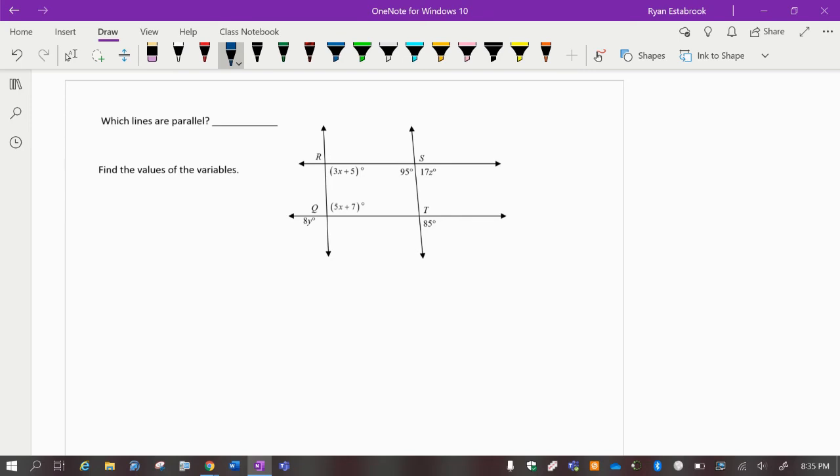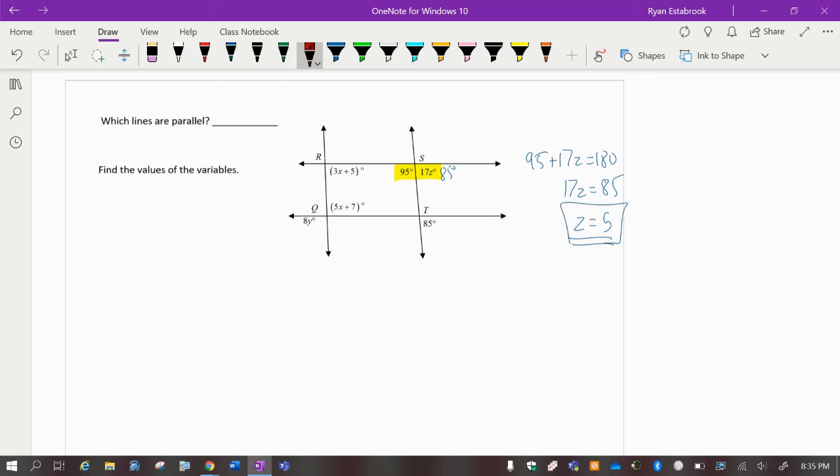So, the question: which lines are parallel to each other? Well, I know 95 plus 17z has to add up to 180 degrees because, again, they're a linear pair. So 95 plus 17z is equal to 180. Subtract 95 from both sides. I believe that's going to be 85. Divide both sides by 17, and so z equals 5. If z equals 5, then yes, this is 85 degrees. I've got my answer for z.